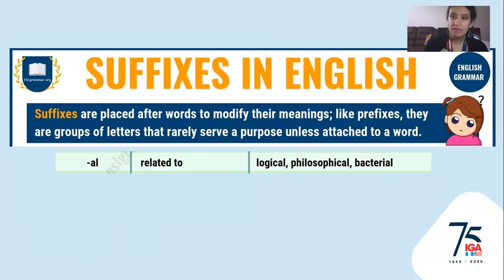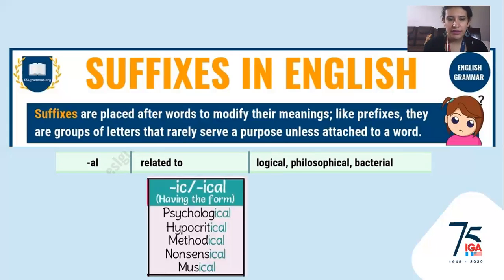The first one is AL, and we can use it when we say that something is related to, and we have as examples logical, philosophical, bacterial, right? All of them finish with AL. Then we have IC or ICAL, and this one is for having the form. Psychological, right? And then we have the other examples, and as you can see, all of them have the suffix ICAL, or IC in this case, right?